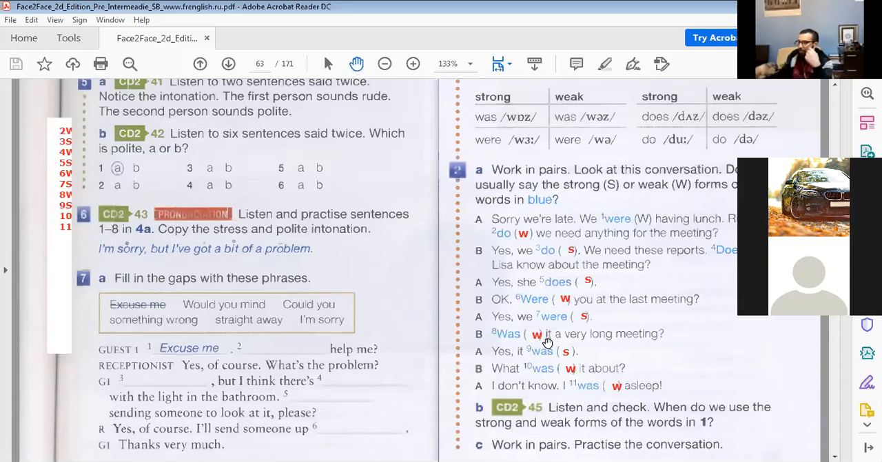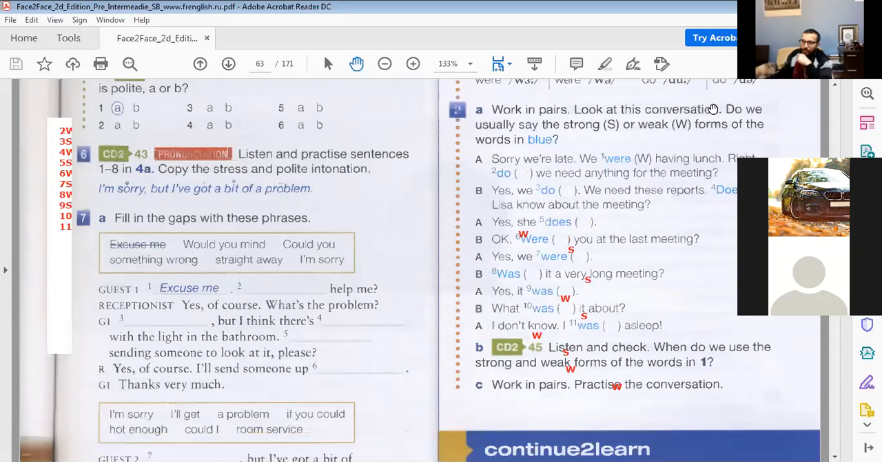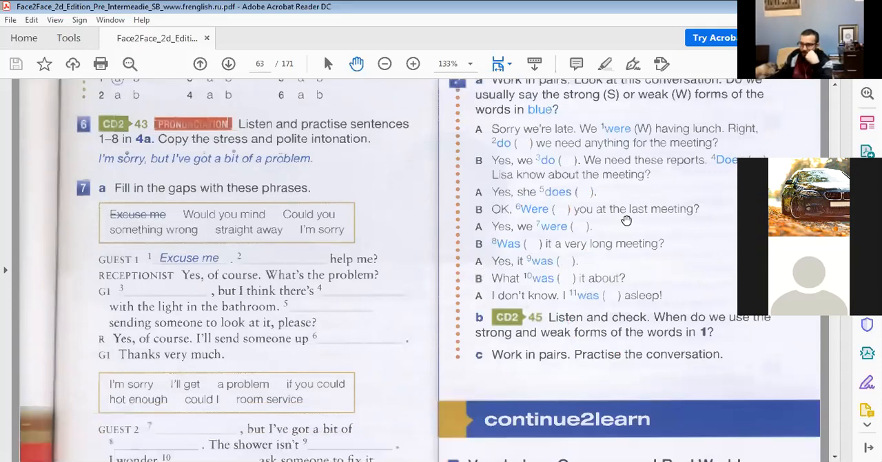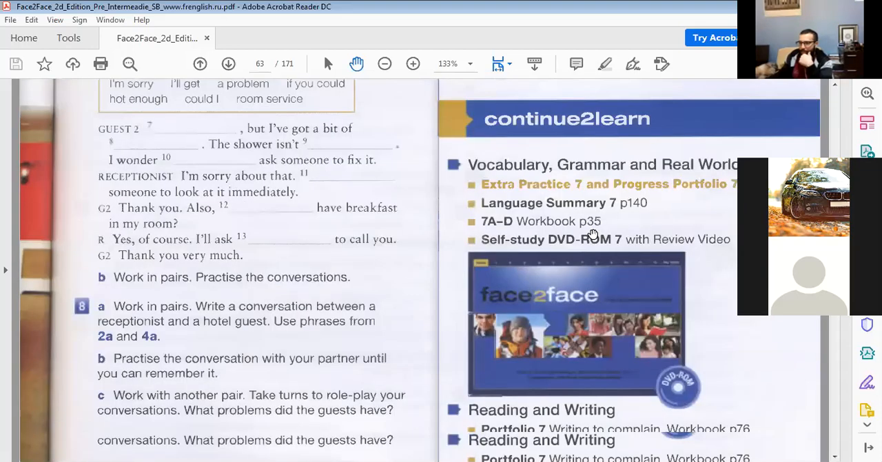But if you want to practice this, if you want to get better at this, Samiha is absolutely right. You need to practice, train yourself. All right, so I think we can move on.